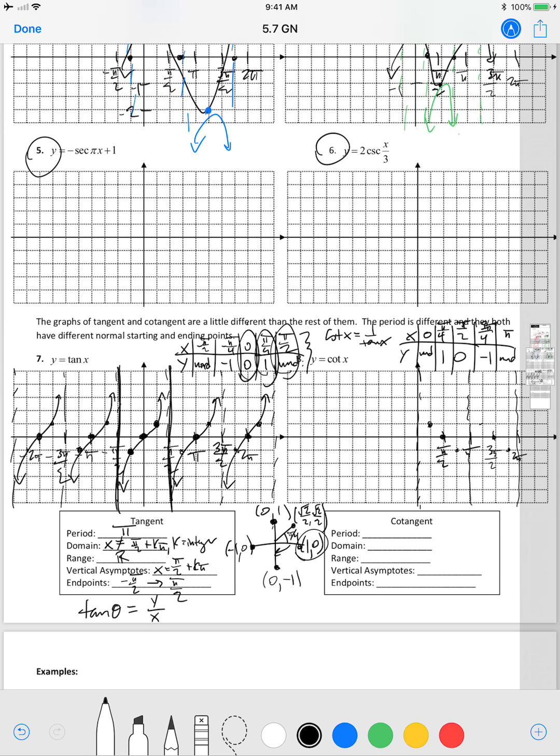So that pattern is going to keep repeating. So I took my tangent function and I got the reciprocal. So this is what cotangent ends up looking like. The period is still pi. The domain is all real numbers except x equals k pi, where k is an integer. That's where I have those vertical asymptotes. The range is all real numbers. And then my endpoints, in this case, I'm going from 0 to pi in my table.